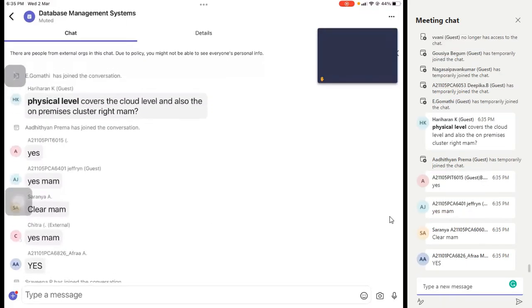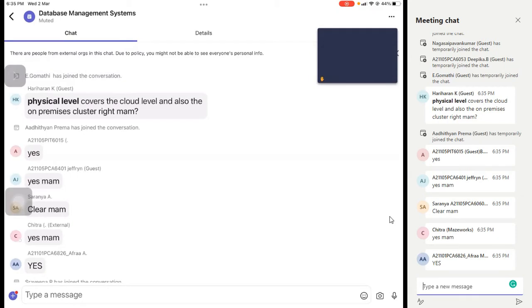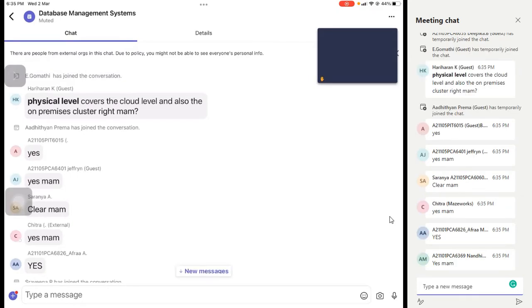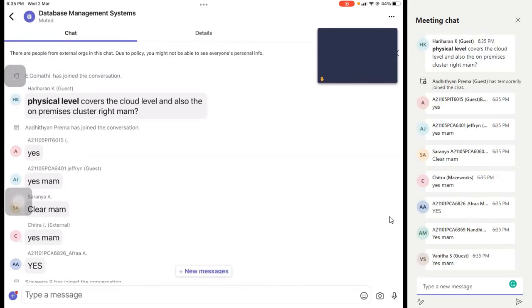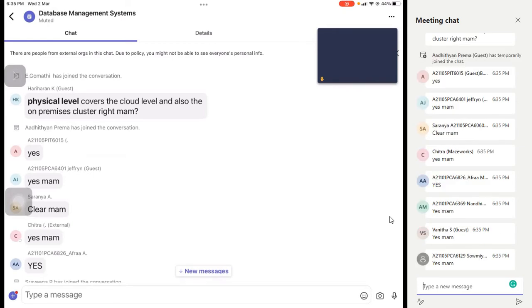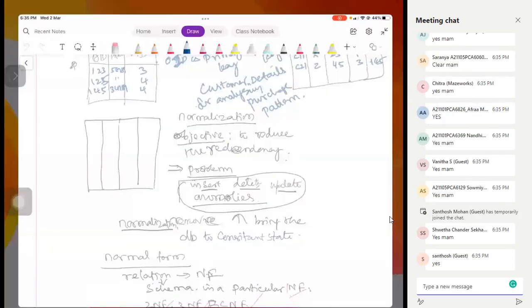Yes, the physical level covers the cloud level and also the on-premises cluster right now. Yes, sir. That is also at the physical level only. Exactly. So okay. Now you understood the different types of keys.